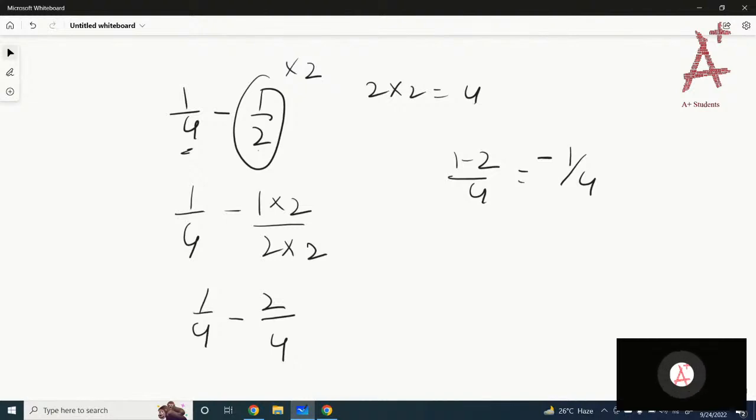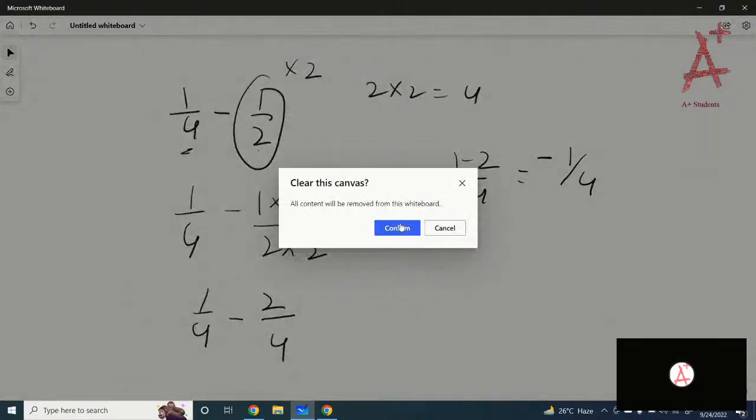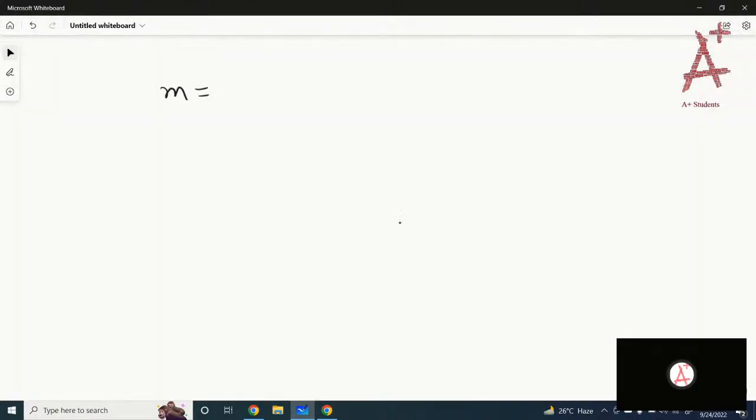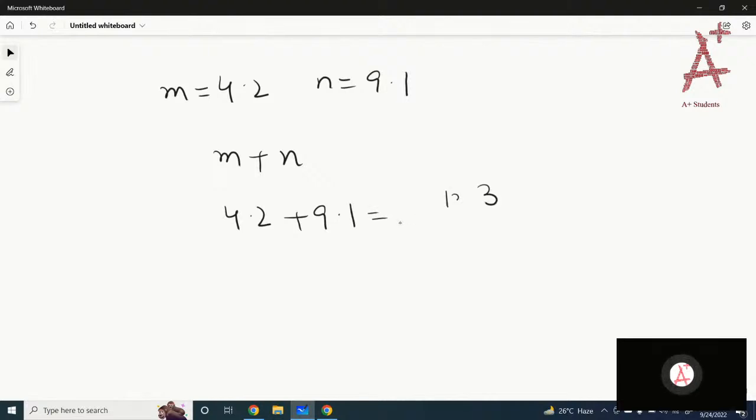Okay, the next one is: evaluate the expression for m equals 4.2, n equals 9.1, and the expression is m plus n. So just plug in all the values. So m is 4.2, n is 9.1. So simply add them. It would be 13.3. Got it? Select the correct option and click on the OK button.